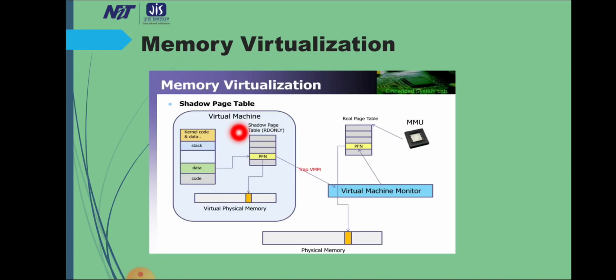This is the diagrammatic representation of memory virtualization. The shadow page table is there, which is for the virtual machine, and the virtual machine monitor controls the working of the shadow page table. The physical memory to page table mapping is done in the memory management unit, whereas the virtual machine monitor controls the working of virtual physical memory. This is the diagrammatic representation of virtual memory virtualization.